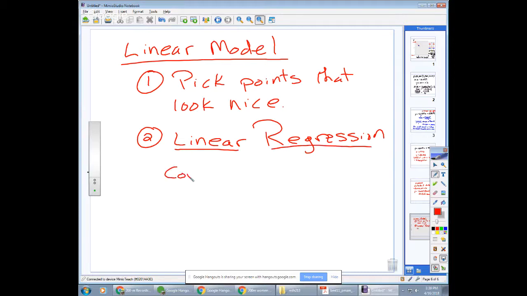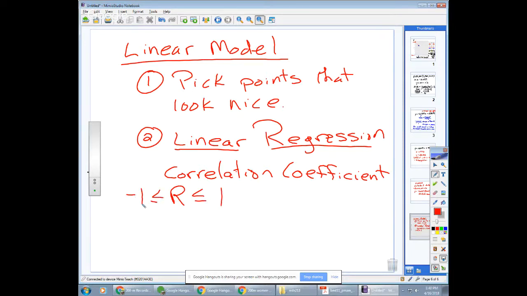There's a number that's given called a correlation coefficient. And that's generally called R. And the correlation coefficient is going to be somewhere between 1 and -1. So the correlation coefficient could be positive, but it could also be negative. So positive just means it slopes up. So the line does something like that. A negative correlation coefficient just means it slopes down.